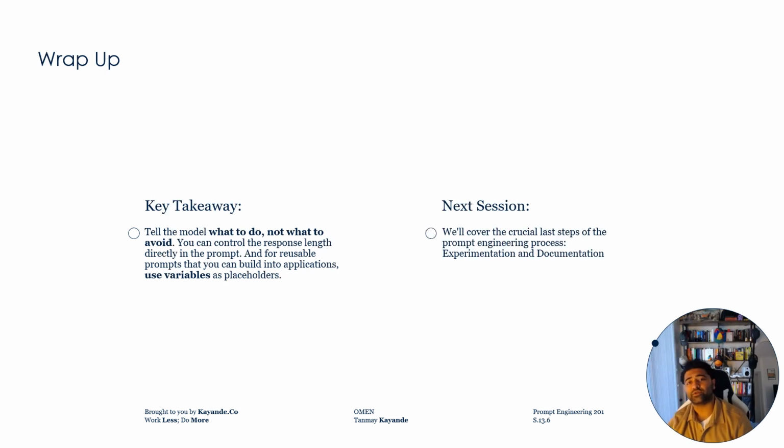The key takeaways for today are tell the model what to do, not what to avoid. You can control the response length directly in the prompt, and for reusable prompts that you can build into applications, use variables as placeholders. We've now covered a full suite of techniques and best practices, but how do we keep track of all of it and find what works best? In our final session, we'll cover the last steps of the prompt engineering process in experimentation and documentation.